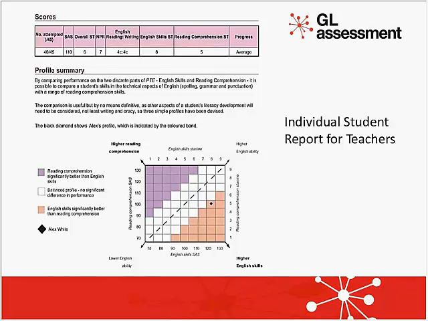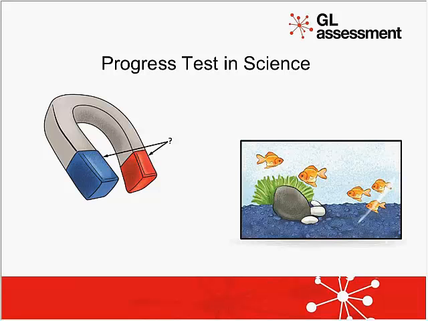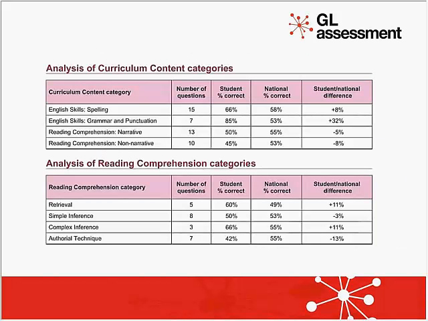This is slightly different as well because we are looking at the spelling, punctuation and grammar outside of reading comprehension. We've split that up even further so that you can see the spelling, grammar, punctuation separate to the reading, narrative and non-narrative, the fact and fiction scores, with reference to the national sample, but also the types of reading comprehension questions: retrieval, inference, and the higher level authorial technique. Again, it's always referenced to that national sample.